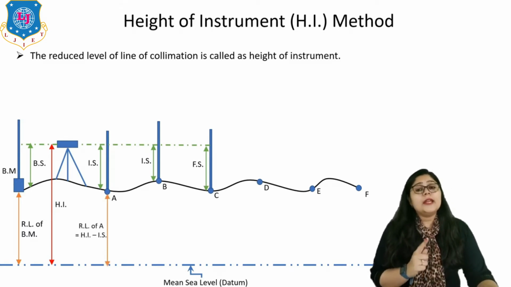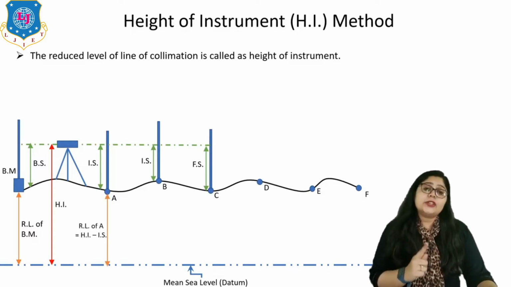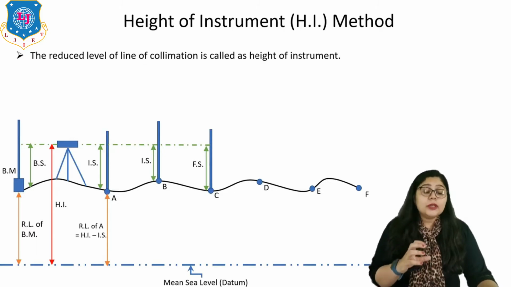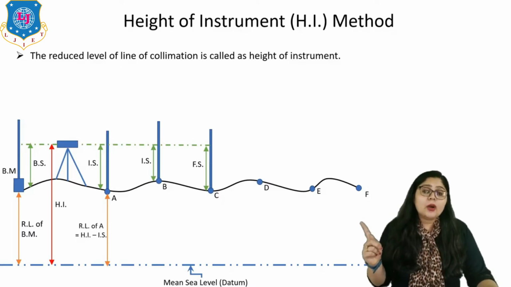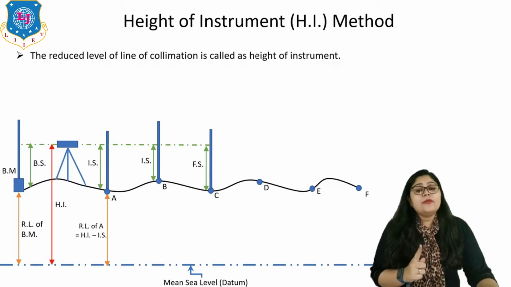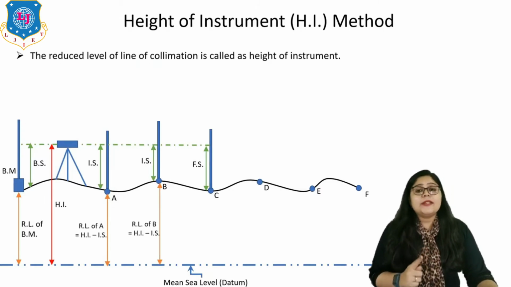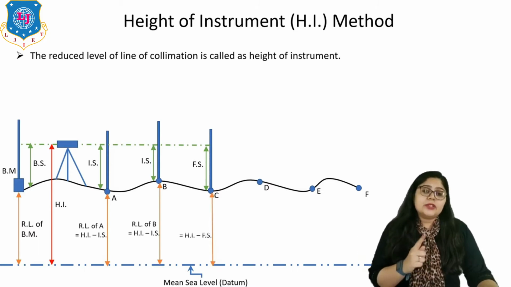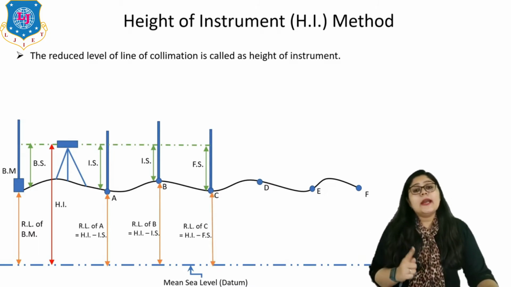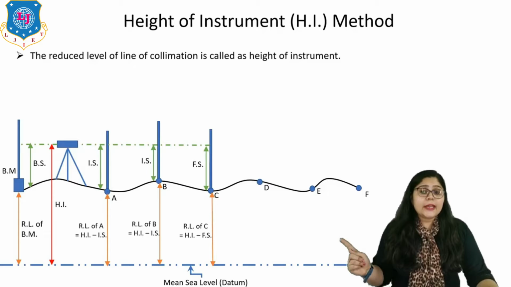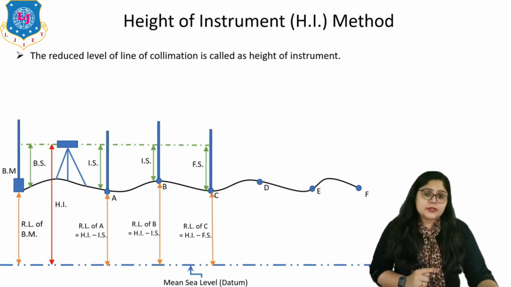Now if I have to calculate the RL of station A, here you can see on screen, it is calculated by HI minus IS, right? If you remember the relations of the various terms related to leveling, then and only then can you identify how this calculation works, right? Same way for station B, the RL of station B is equal to HI minus IS, and for station C, RL of C is equal to HI minus FS. So this is the way to calculate the RL of stations, right?